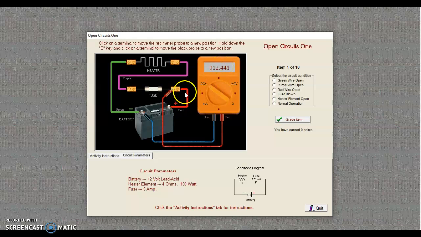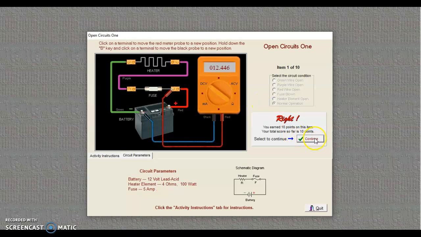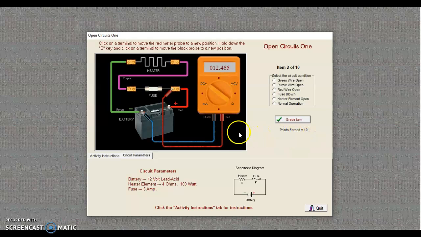If my red wire was an open wire, I would see a 0 reading on my meter here, but I don't. So I know that this is normal operation, and I can say we look good. And it says, yeah, you're right. So a good practice to get into before you go on to your next question is to reset the probe to the positive lead here.